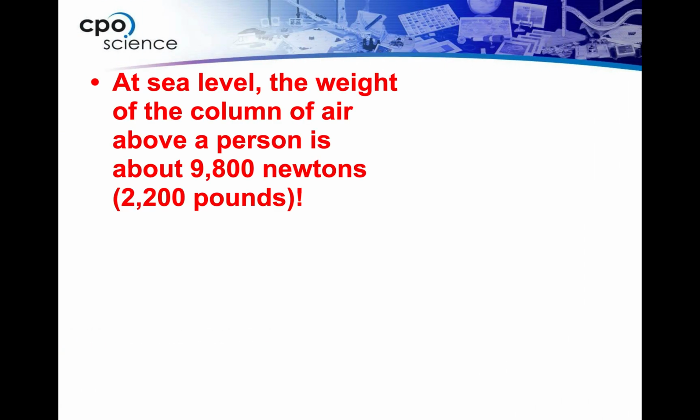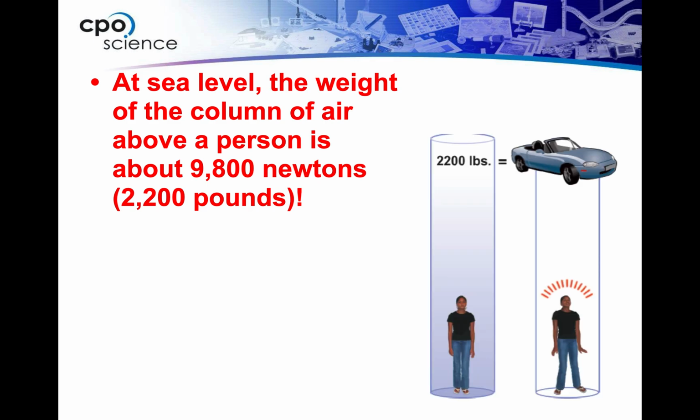So at sea level, the weight of the column of air above a person is actually about 9,800 newtons. I know we haven't dealt with that a lot, but that is the standard unit for weight in the metric system. So I also threw pounds on there because we all know pounds. 2,200 pounds. Think of that. That means when you are standing at sea level, there is about 2,200 pounds of air pressure pushing down on you. Now they're showing you a car there to give you an example.